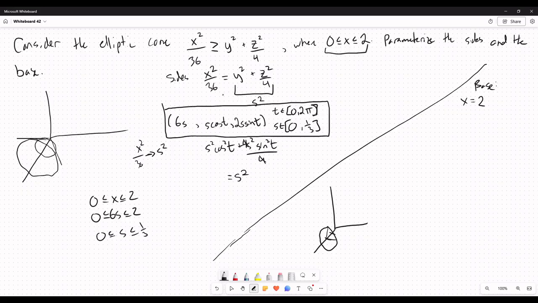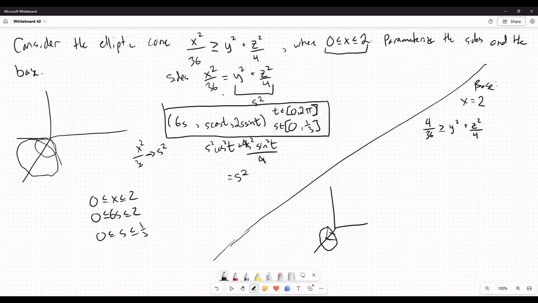So what are we actually looking at here? How could I describe this? This is where x equals 2, and if I look at my equation, that's going to be 4 over 36 is greater than or equal to y squared plus z squared over 4. This inequality is important because if I didn't have it, it would just be the boundary of the circle, but we're also interested in everything inside this circle too.